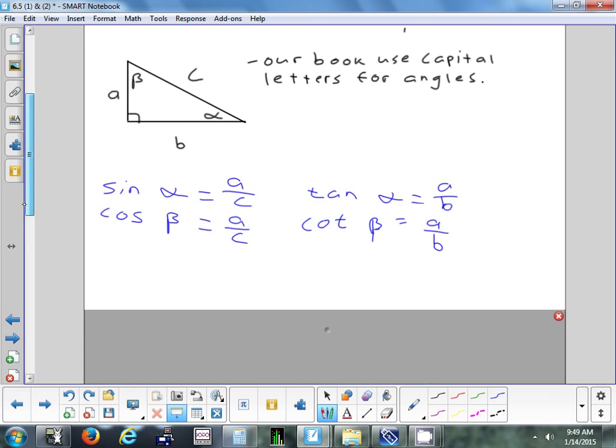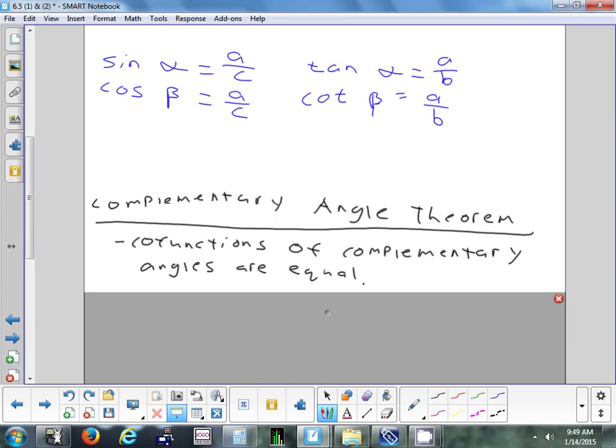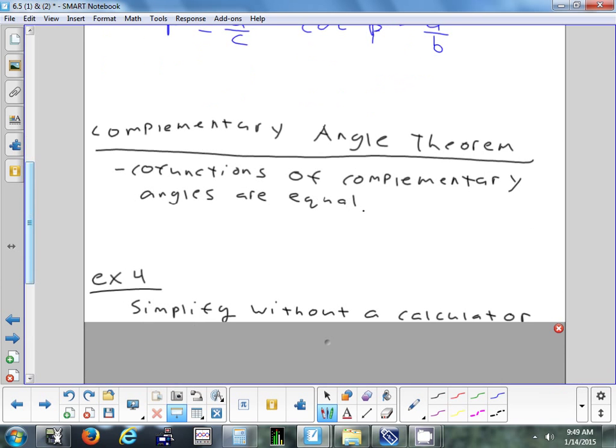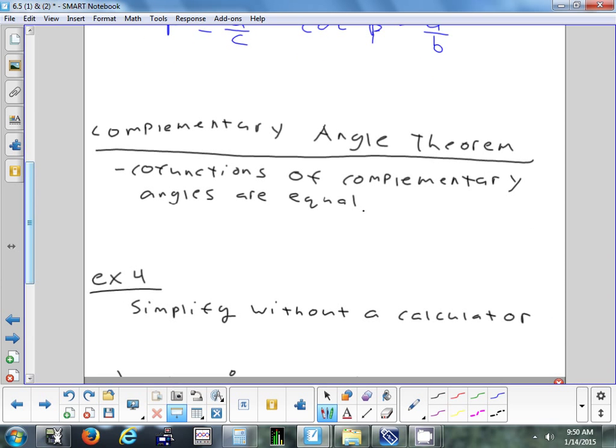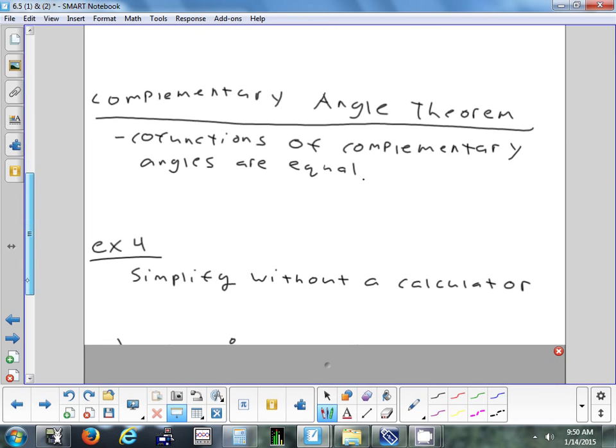Okay? And that's called the complementary angle theorem. Okay? And very simply, that theorem just says that if you take cofunctions of angles that are complementary, the answers always come out the same. Okay, so two things have to happen. One, you've got to have angles that are complementary. 40 and 50, 80 and 10. Two, you have to be given a problem that involves cofunctions. Sine, cosine. Secant, cosecant.